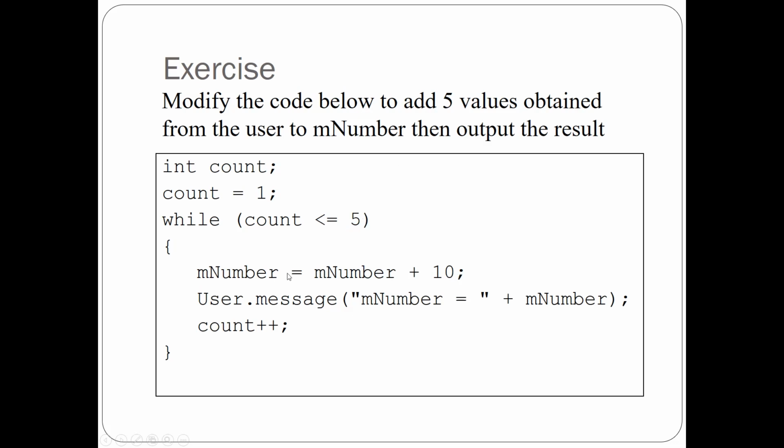Instead of adding 10 onto the number, what we want to do is get 5 values which are obtained from the user. So we need to use user.inputInt at this point. We will need to add the value that's typed in from the user onto a running total. We'll still need to increment the value of count for the 1, 2, 3, 4, 5 value as we go around the loop, or count up the number of times we're going around the loop. And then potentially we could use a user.message outside that will allow us to view the grand total.